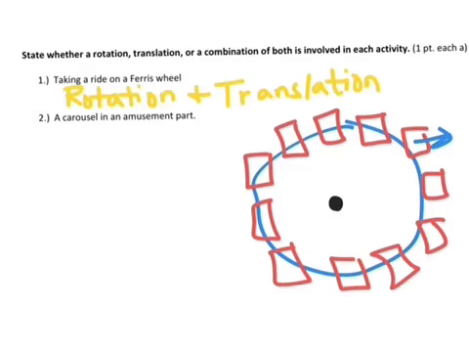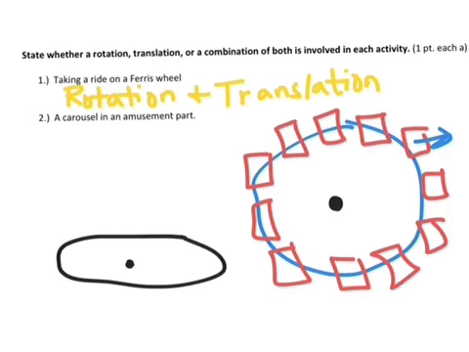For number 2, a carousel in an amusement park. That also is around a fixed point, but it's on the ground, the carousel spinning around. So if you're in a car or on a horse, it goes around and back to its original point. That is just a rotation.